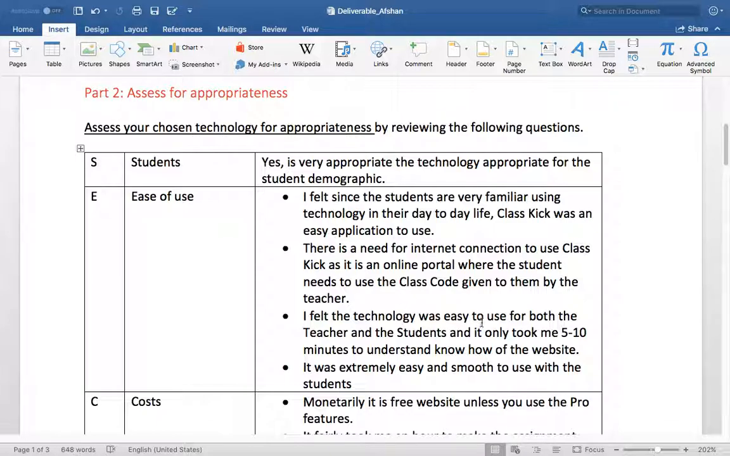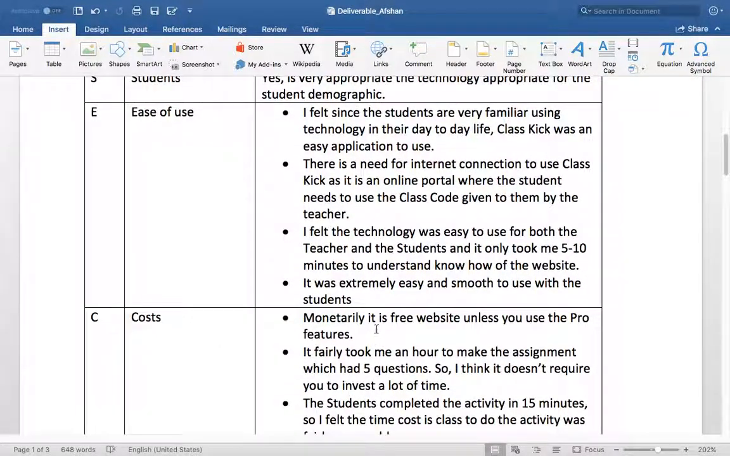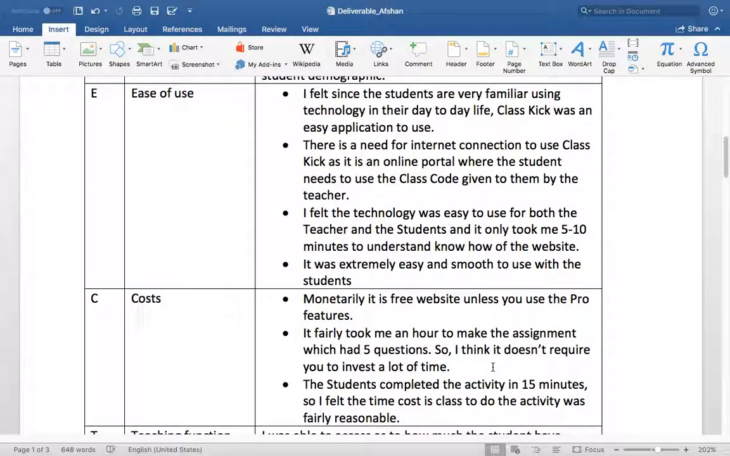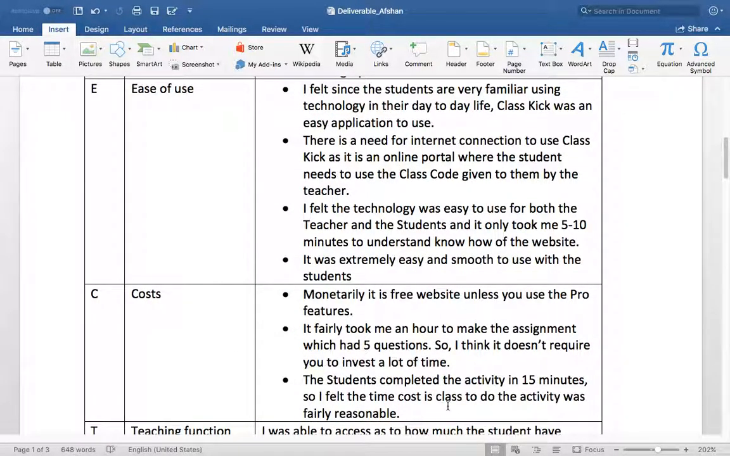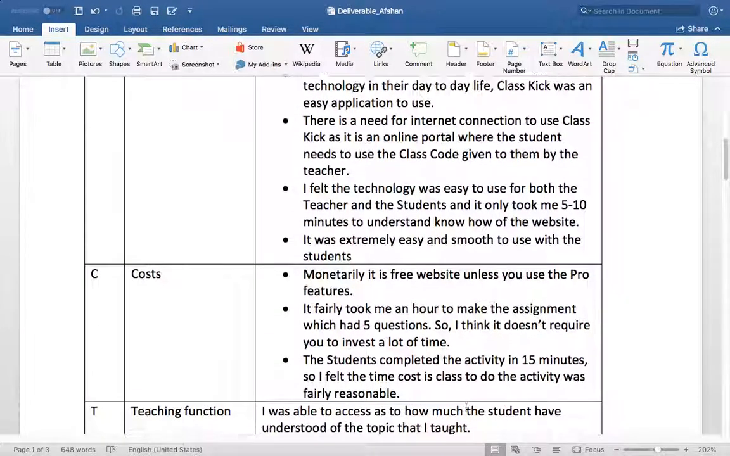I felt the technology was easy to use for both the teacher and the students, and it only took me around 5 to 10 minutes to understand the know-how of the website. It was extremely easy and smooth to use with the students. Regarding cost, monetarily, it is a free website unless you use the pro features. It took me about an hour to make the assignment, which had 5 questions, so I think it doesn't take a lot of time to invest in making your assignments. The students completed the activity in 15 minutes, so I felt the time cost in class to do the activity was fairly reasonable.